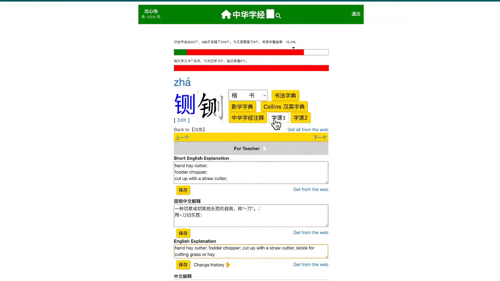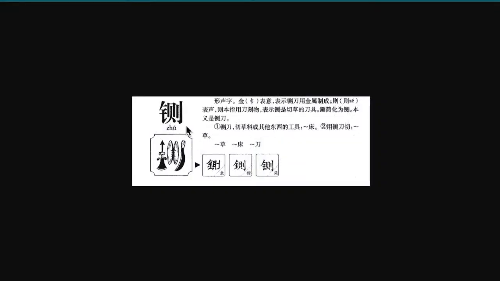Let's take a look at the character itself. On the right hand side is the character 泽, which of course represents the sound. The original meaning of 泽 is using a knife to carve. Of course, this is a tool using a knife to cut, so it's very fitting to use this character to build the new character. So this is 炸.